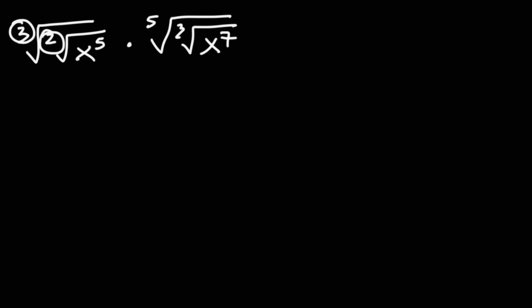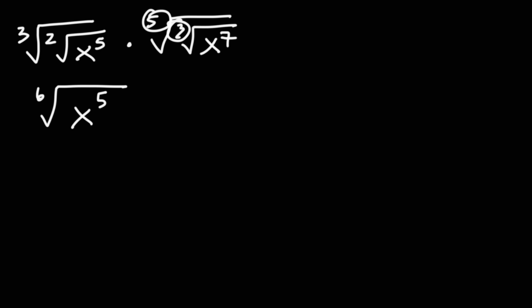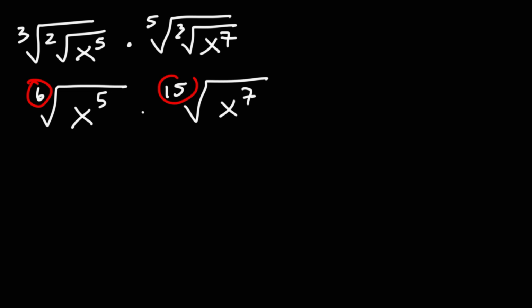3 times 2 is 6. So we have the 6th root of x to the fifth. And here, 5 times 3 is 15. So we're multiplying it by the 15th root of x to the 7. Now in this part, we know what to do here. So to multiply two radicals with different index numbers, first let's multiply the indices. 6 times 15 is 90.